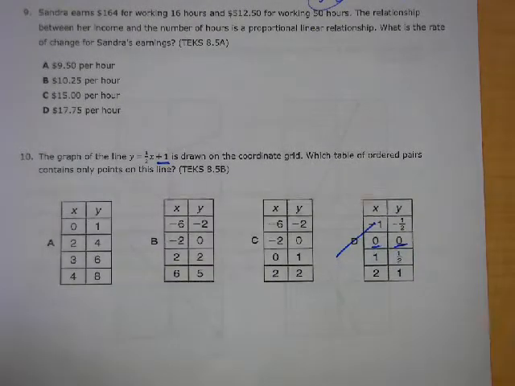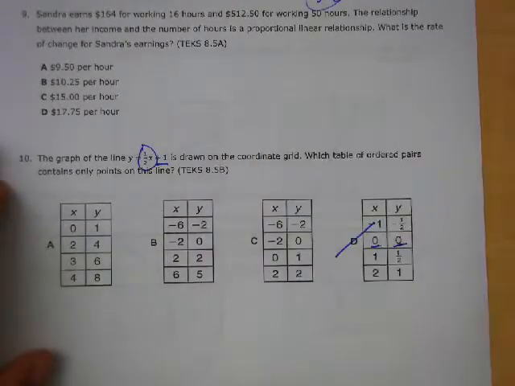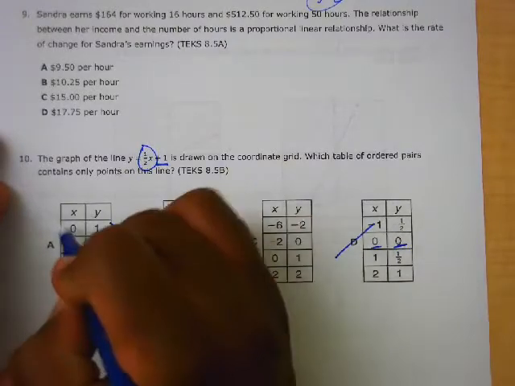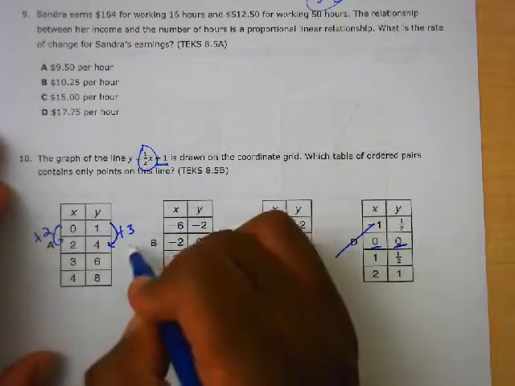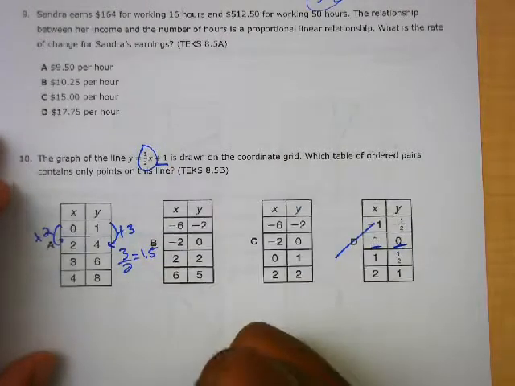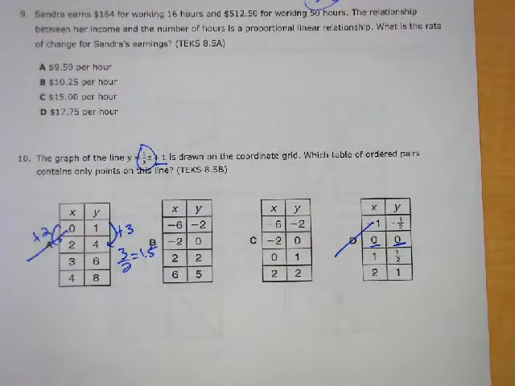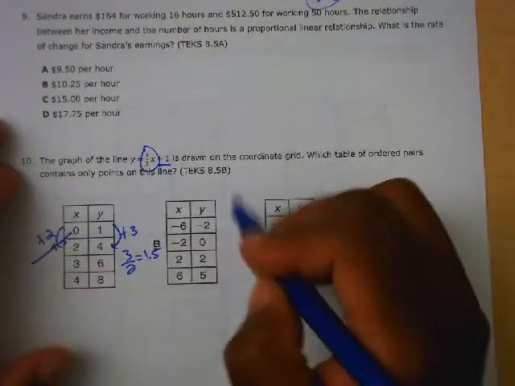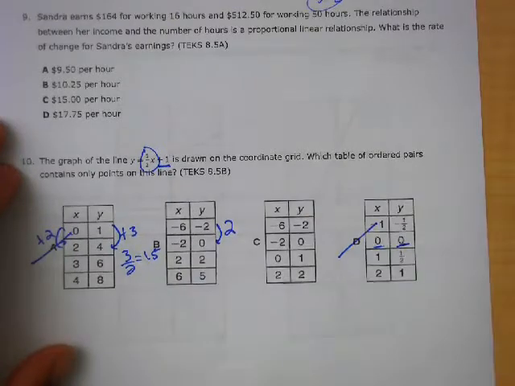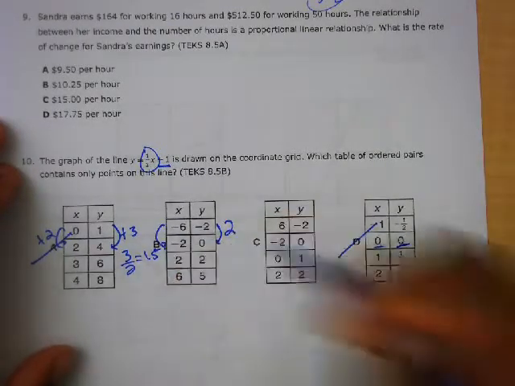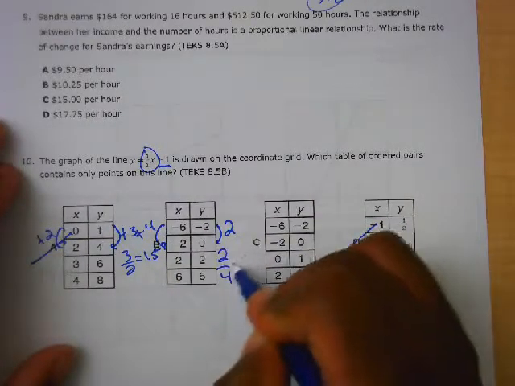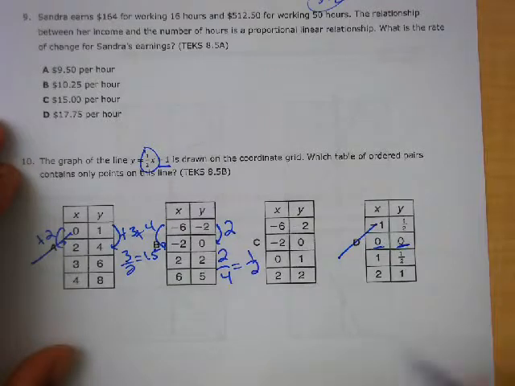The other thing I know is that the slope is 1/2. So now I can look for the slope. Here, this is plus 3. This is plus 2. Okay? That's 3 over 2. That's 1.5. That's not 1/2. So A can't be my answer. I can look for the slope here. From negative 2 to 0 is plus 2. And then from negative 6 to negative 2 is plus 4. 2 over 4 does equal 1/2. So that could be my answer.